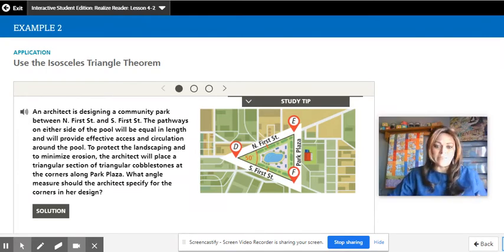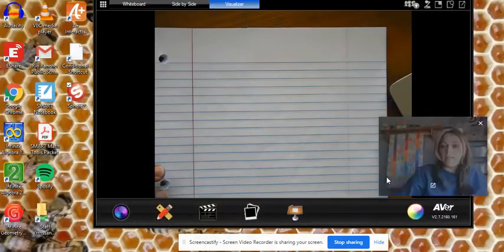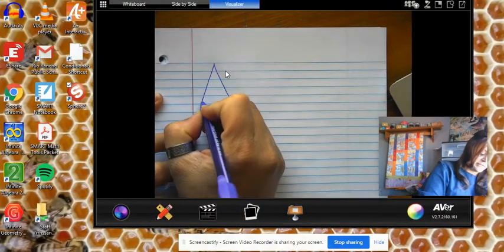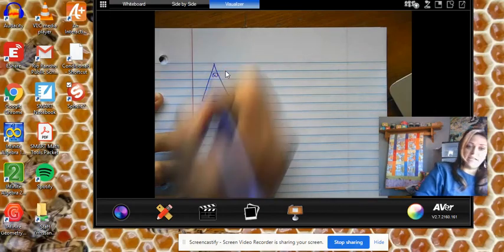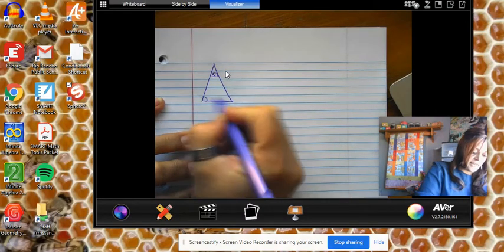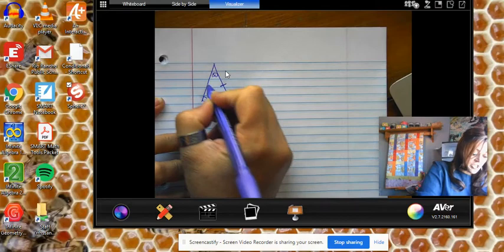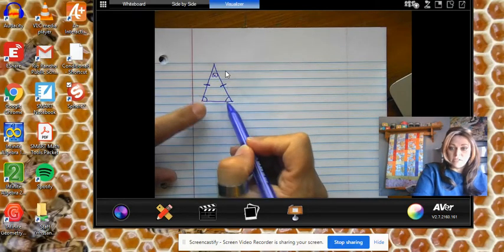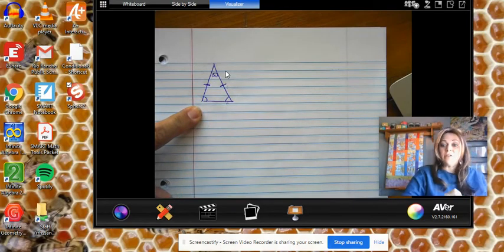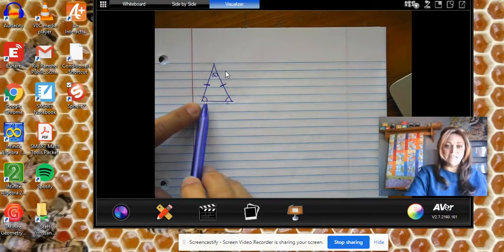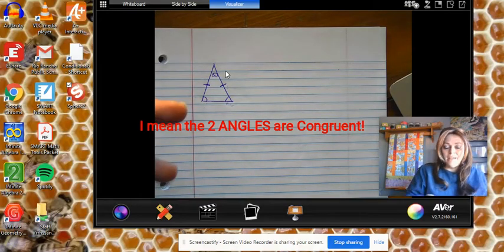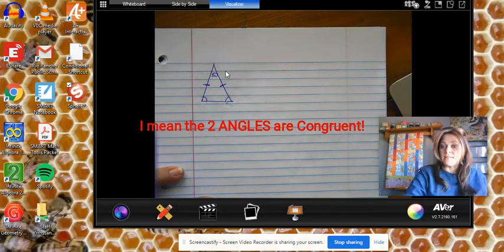So let's think about this. While I'm sharing, I'm going to shrink my screen a little bit. I want you to look right here. I'm tilting it a different way, but that's okay. I have a 50 degree angle here, and I have these two angles, which I should know are congruent, because if this is an isosceles triangle, then these two base angles are congruent. We're like, okay, they're the same, but what are they? And that's when you go back to the triangle sum theorem.